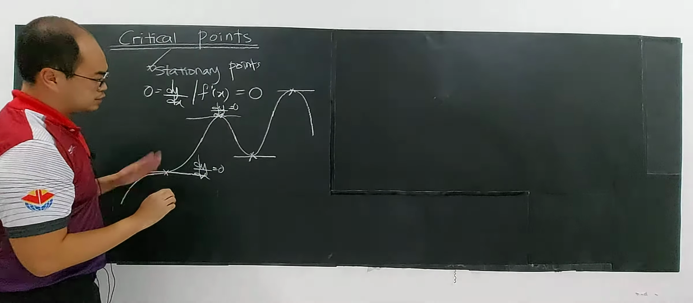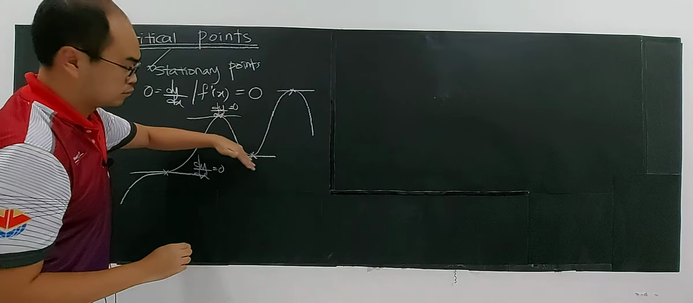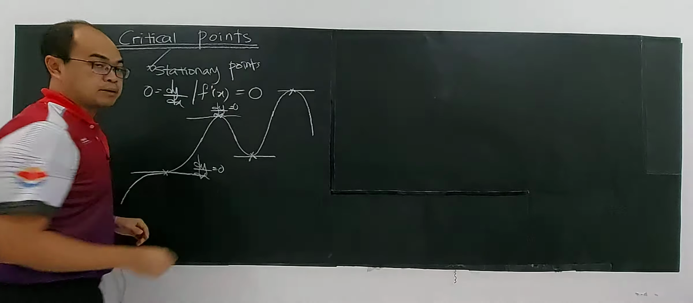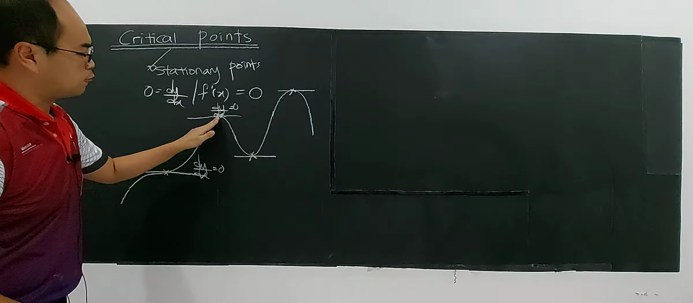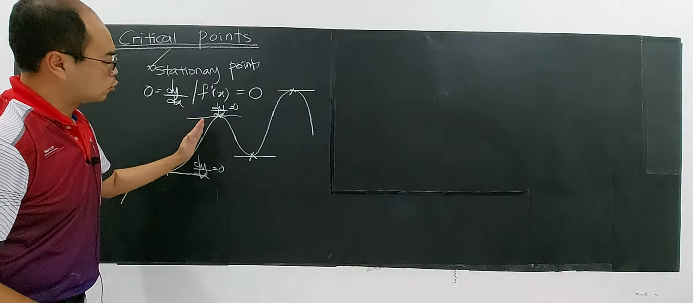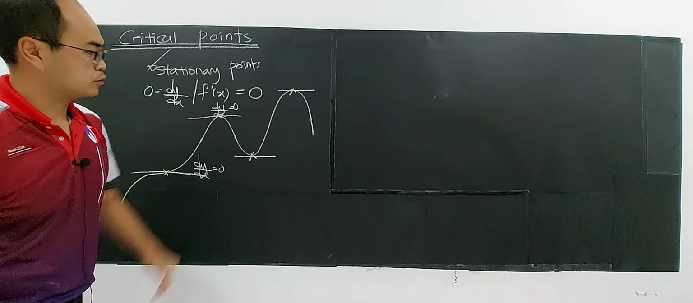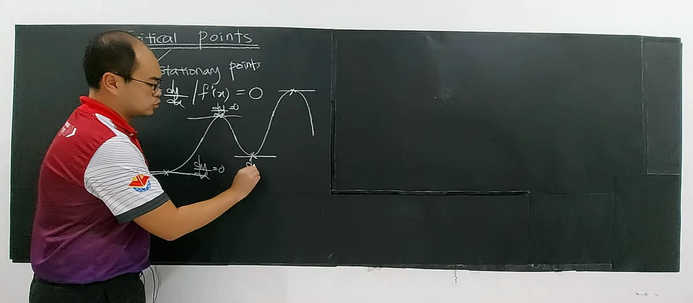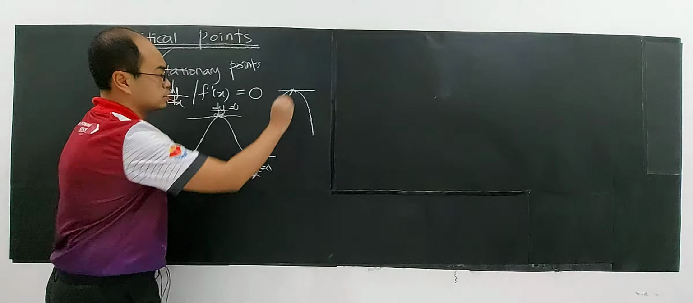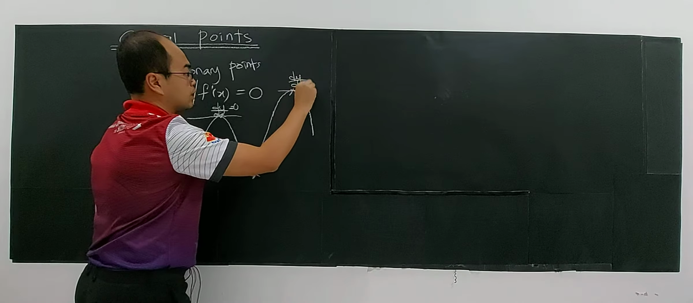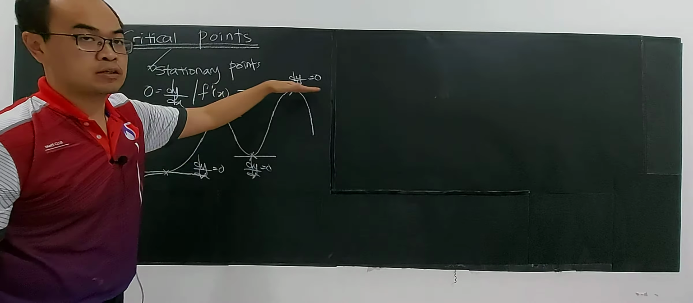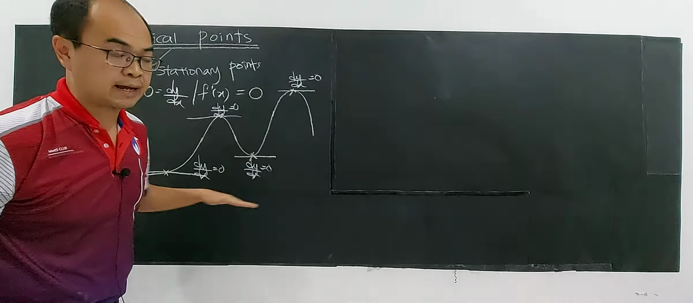Why? Because they are stationary before they turn. So sometimes we name this a turning point. For this type of point we say turning point because they go up, then go down, or go down, then go up. So dy/dx is 0, all of this, because the tangent is horizontal, or parallel to the x-axis.